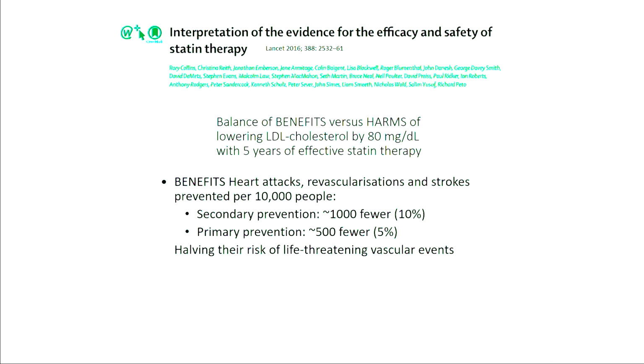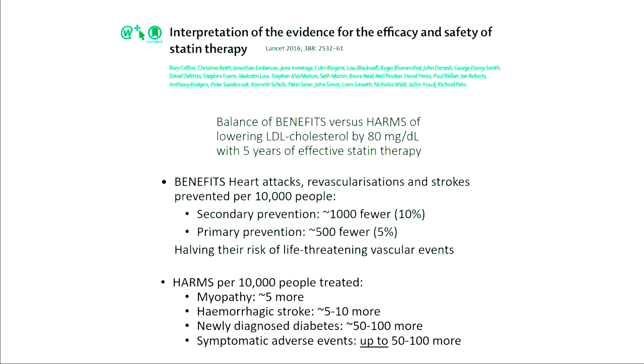So we're lowering their risk of life-threatening vascular events, and the harms are really outweighed by the amount of benefit you get from LDL lowering. So about 5 myopathy events, 5 to 10 hemorrhagic strokes, newly diagnosed diabetes, 50 to 100 more. And really, often those are folks who are already on their way to diabetes, and the process is accelerated. And really, the best thing you can do there is to improve lifestyle habits. It's not like this came out of the blue that someone developed diabetes. And so these adverse effects are really outweighed by statin therapy.